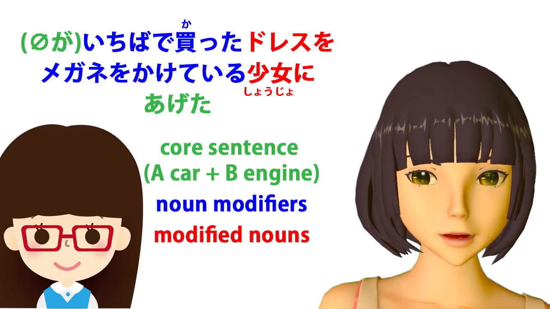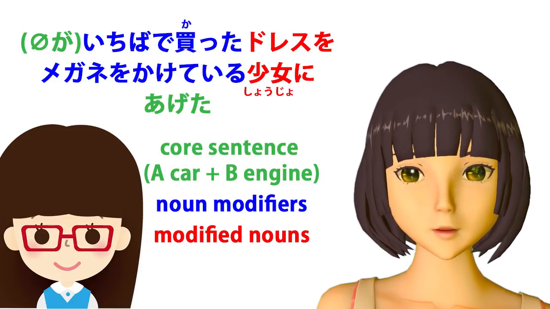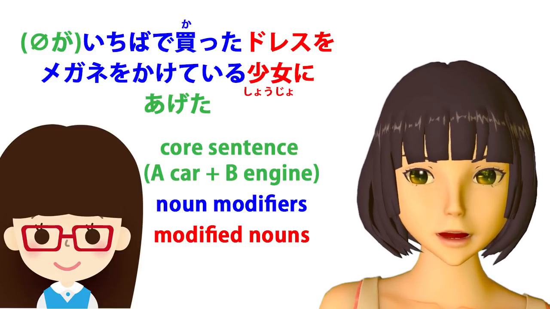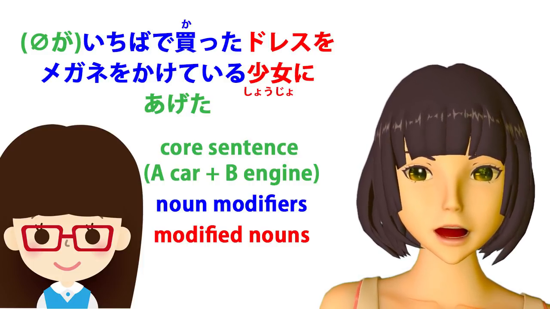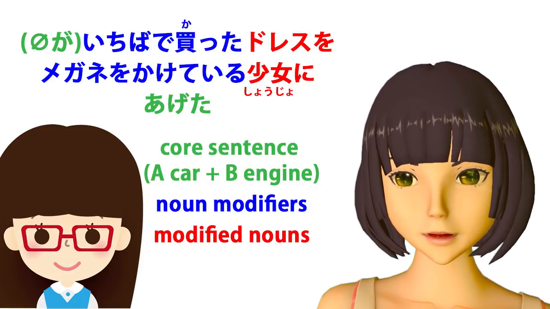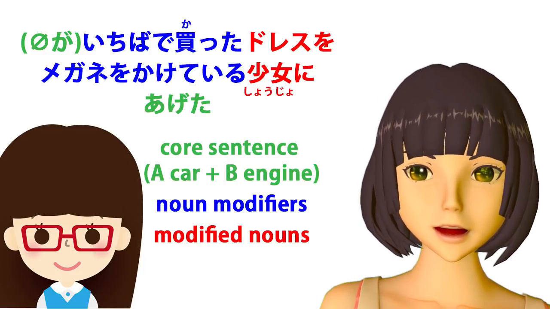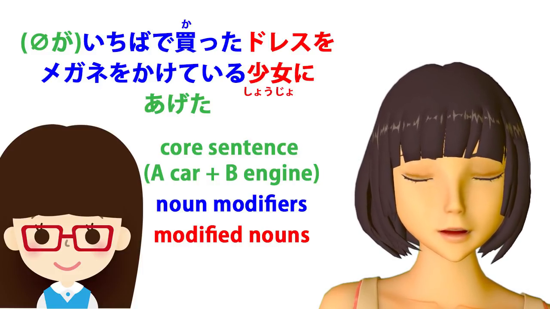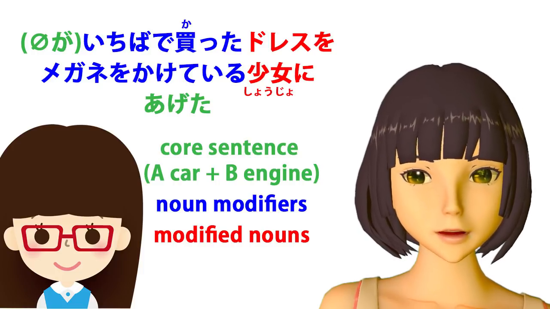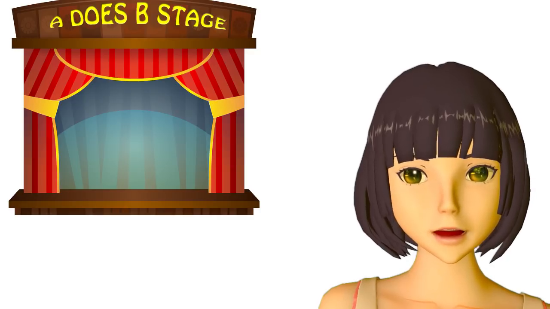But we've taken the noun shoujo, girl, to the front. So now it's not a logical clause. It's a noun with a modifier. The girl, modified by the phrase Megane wo kakete iru, girl wearing glasses. I gave the dress I bought at the market to a girl wearing glasses. And this is very typical. You're going to see this kind of construction all the time. The way Japanese does an awful lot of the work of conveying things is by using these modifying clauses which always come before whatever it is they're modifying.